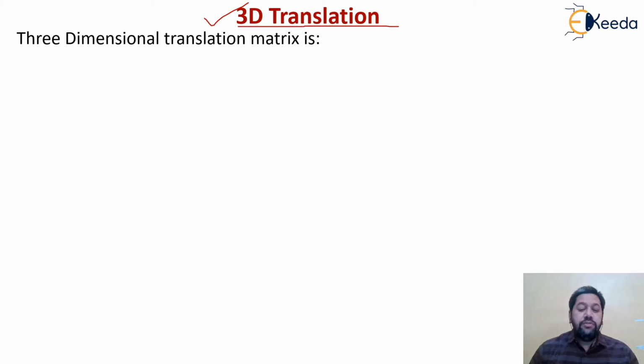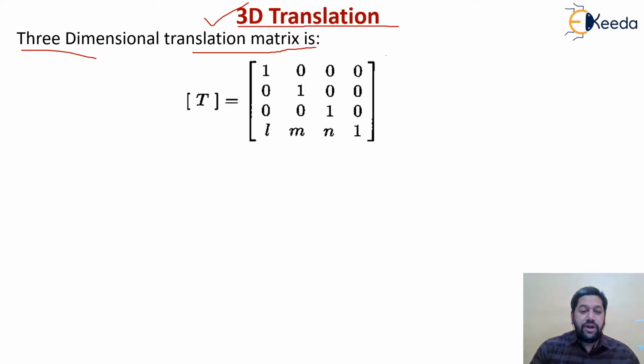But here it is moved not only in the x and y direction, but in the x, y, and z direction also. So we are going to move, translate, and shift the object in three dimensions, in the x, y, and z directions. I directly come to the 3D translation matrix, and how it is represented.